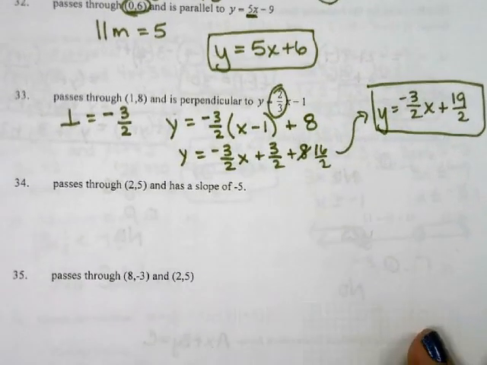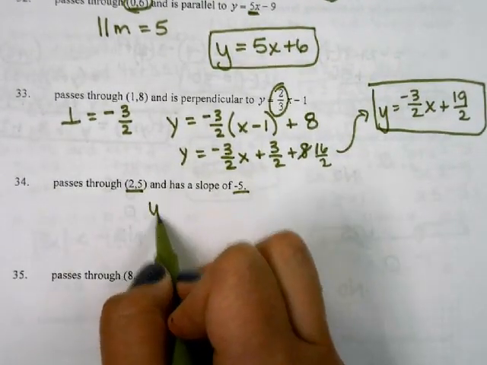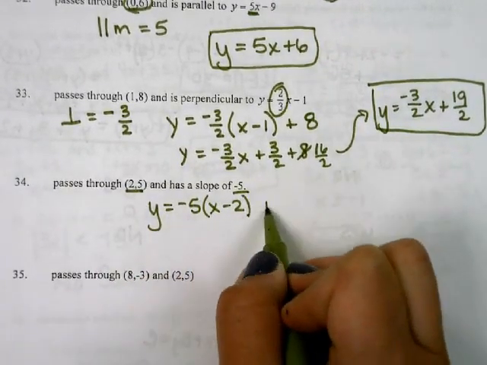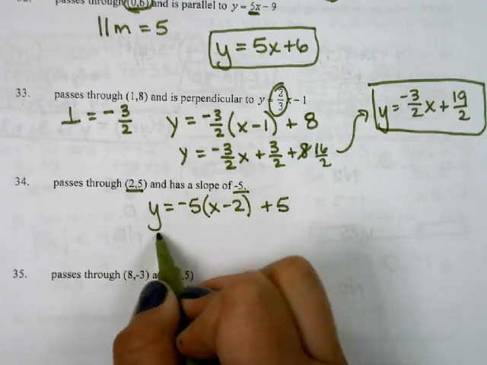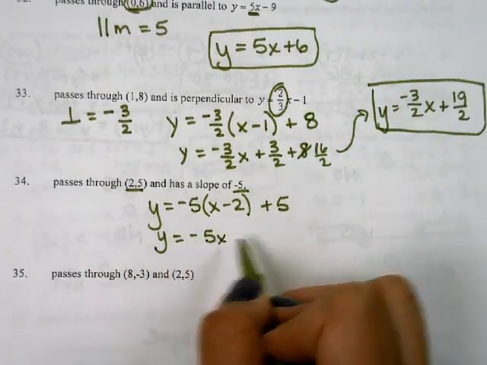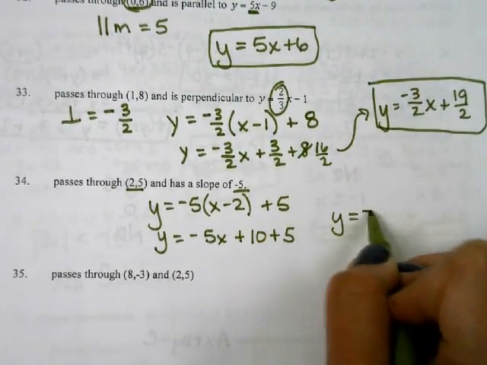There's my point, there's my slope. So y equals negative 5 times x minus 2 plus 5. Distribute that. Negative 5x plus 10 plus 5. So y equals negative 5x plus 15.